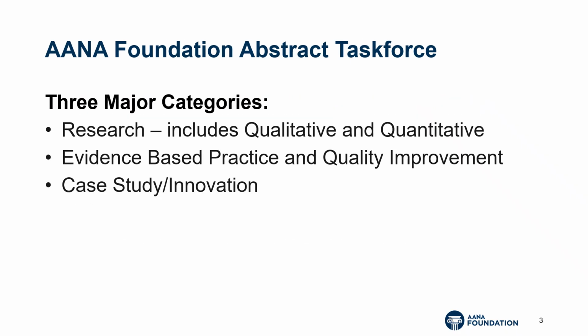There are three major categories of abstracts. The first is a research abstract, which includes both qualitative and quantitative. The next two are both non-research. The first is evidence-based practice and quality improvement, and the second is case study and innovation. In this presentation, I will be reviewing the abstract submission and review process for case study and innovation projects.